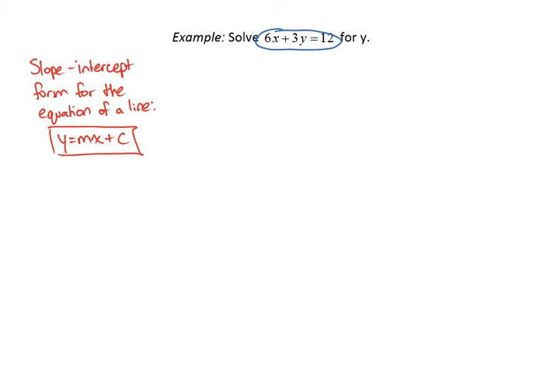So if we're solving for y, we're trying to isolate y. If we start with 6x plus 3y equals 12, if we're looking to isolate the y, the first thing we need to do is get rid of the 6x, because right now that's being added with the 3y, and to isolate the y, we can't have the 6x there anymore. So to achieve that, we take that 6x and then we subtract.